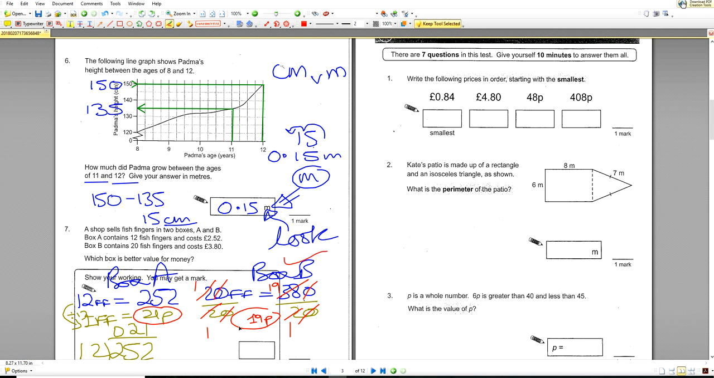So as we can see, the second box, box B, has better value. So the answer would be box B. Box B is better value because they are 2p cheaper. So from this one to this one, the difference is 2 pence. So this one is the cheaper one, box B. That's the end of this test.